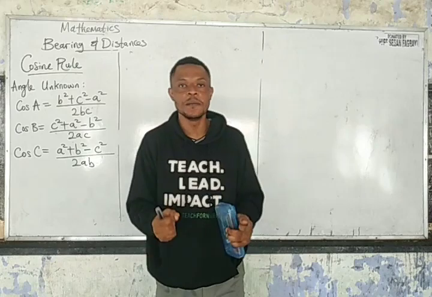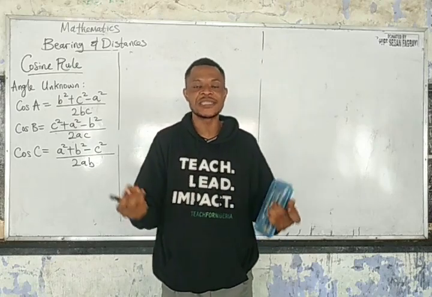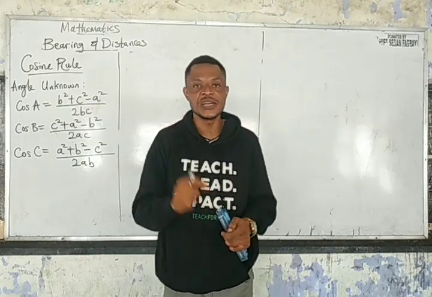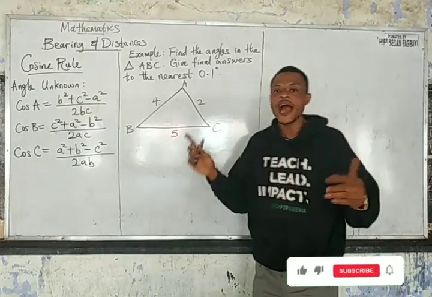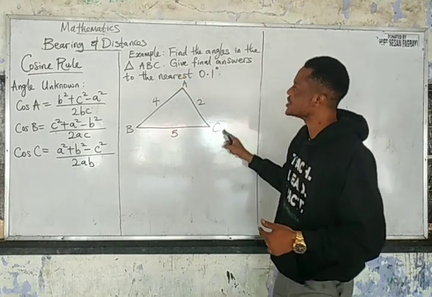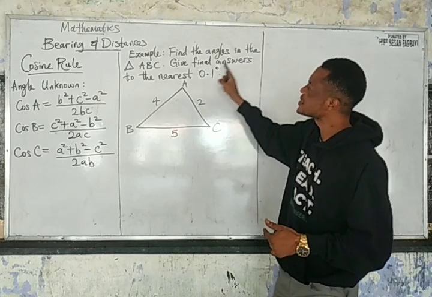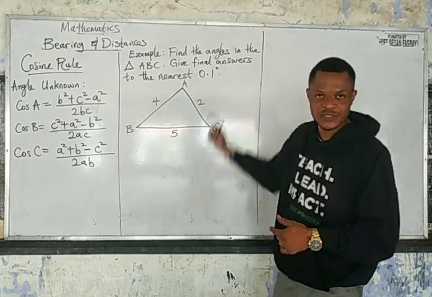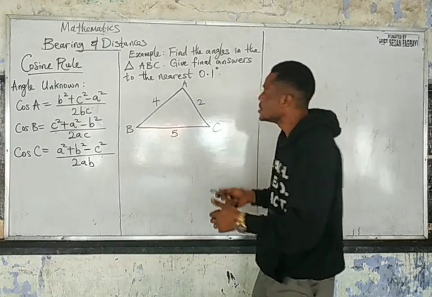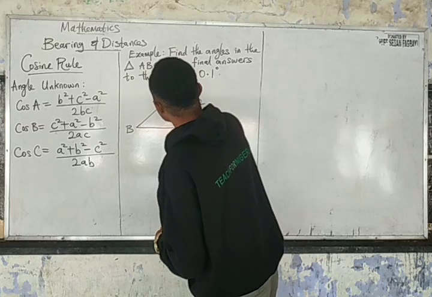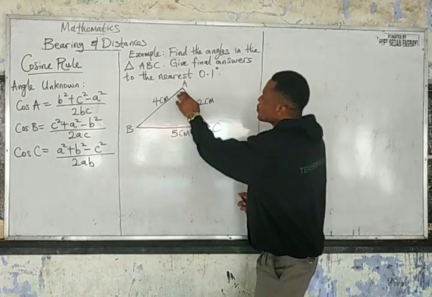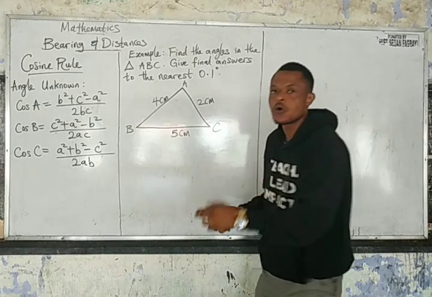Now the next one is going to be solving a question that has to do with finding the angles in the triangle using the cosine rule. Now we have this question. To find the angles in the triangle ABC, give the final answers to the nearest 0.1. So we are meant to find the angle A, angle B, and angle C. So let's assume that the sides given here are in centimeters. So we are meant to find the angles in A, in C, and also in B.